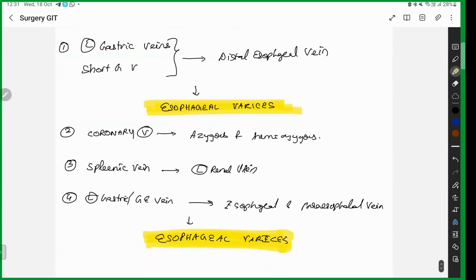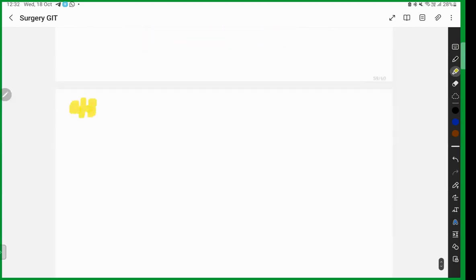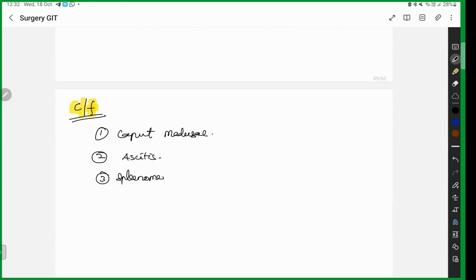Now we are going to move towards the clinical features of portal hypertension. What are the clinical features of portal hypertension? Number 1, you're going to have caput medusae. Number 2, there can be ascites. Number 3, there can be splenomegaly. And number 4, there is going to be liver failure.